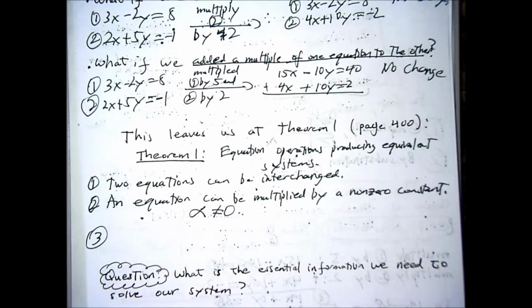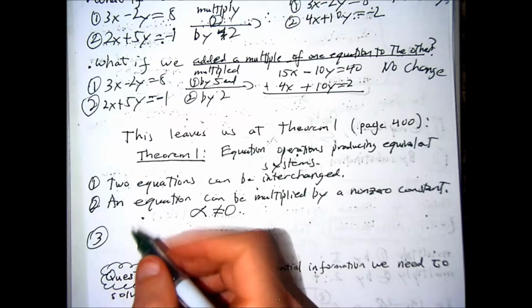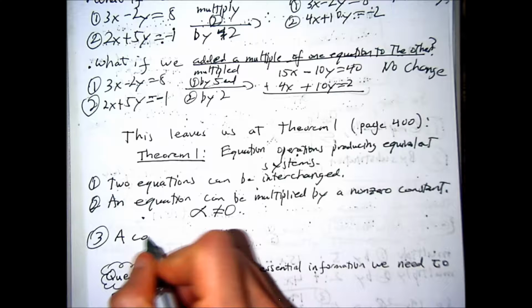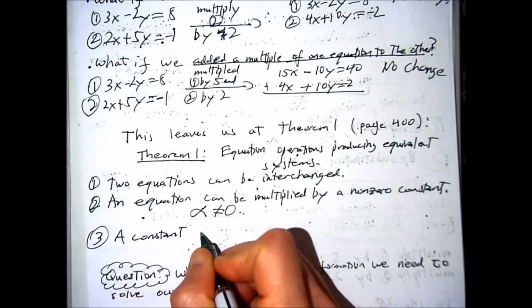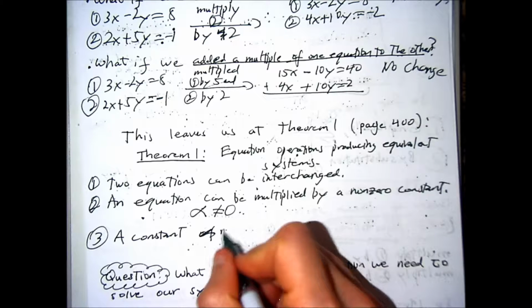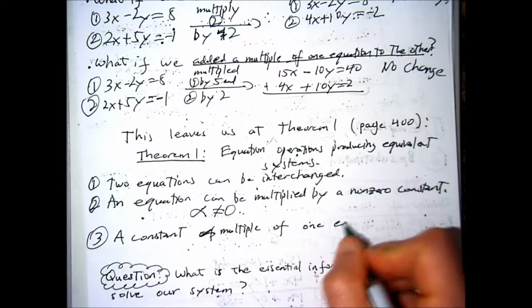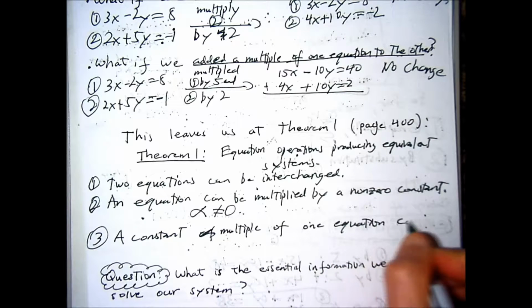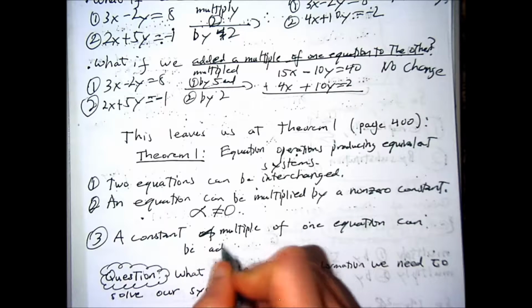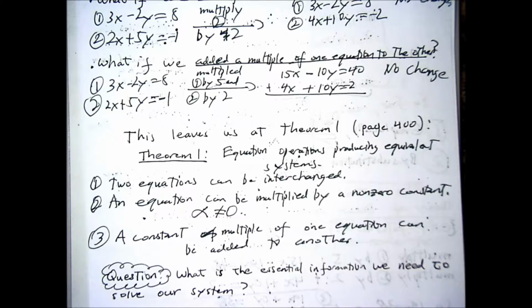3, and this is the most important one. Number 3 is basically the process of elimination. You can add a constant multiple of one equation to another.